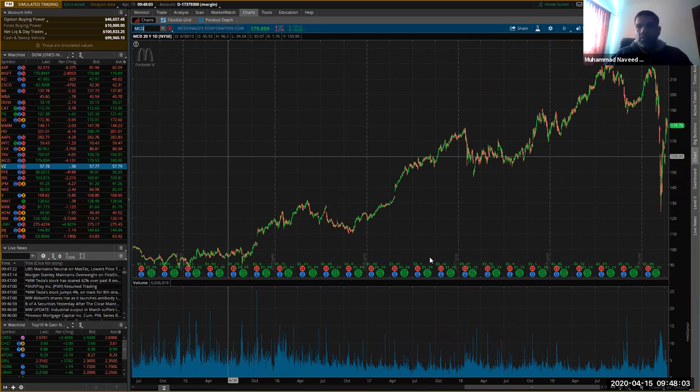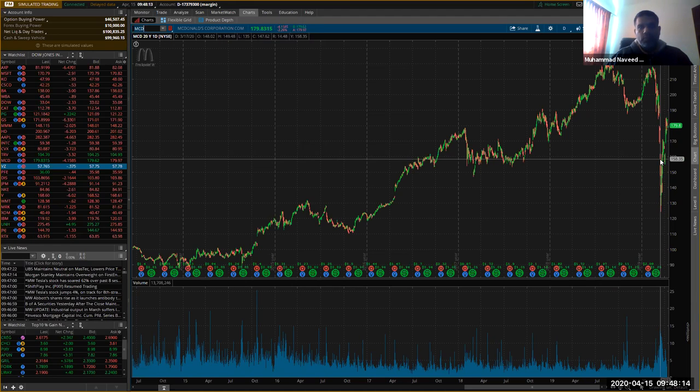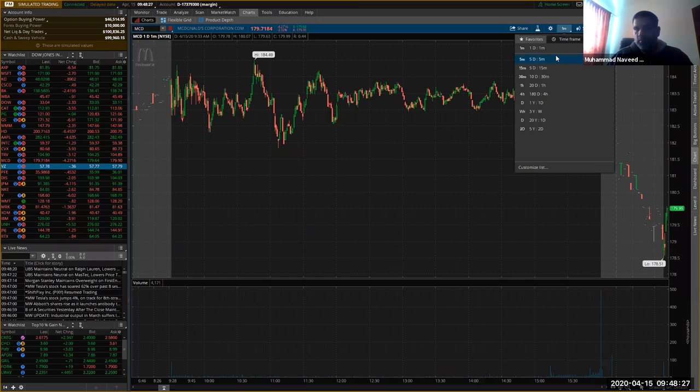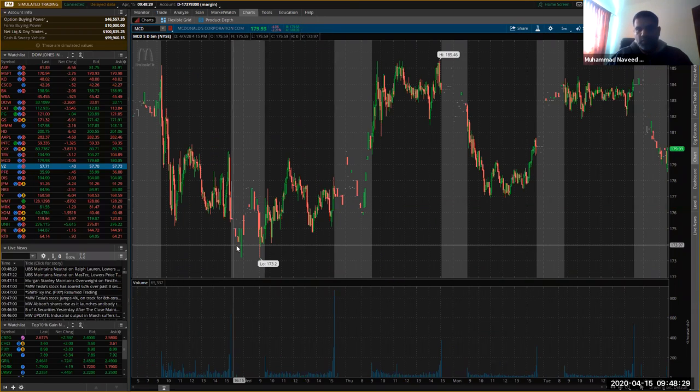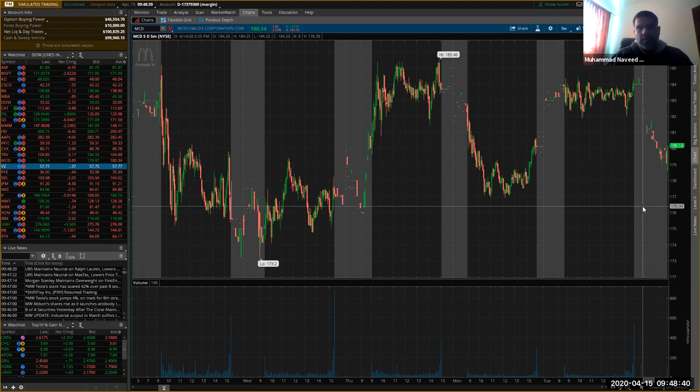Okay, this is McDonald's Corporation, doing at 50.79. It had dropped to, 1 minute chart. Okay, 5 day, 5 minute. It had gone down to 175. This is trading at 180 right now.